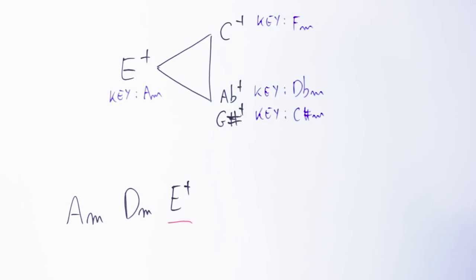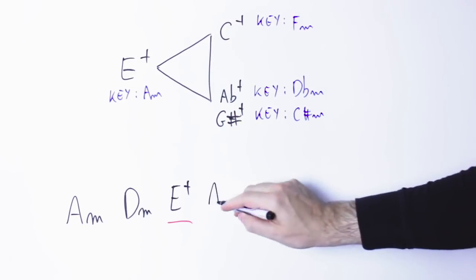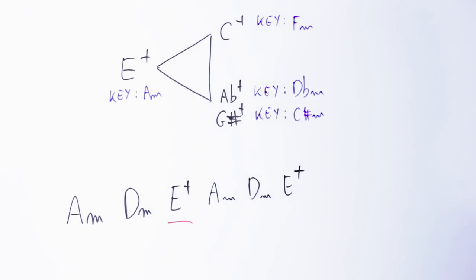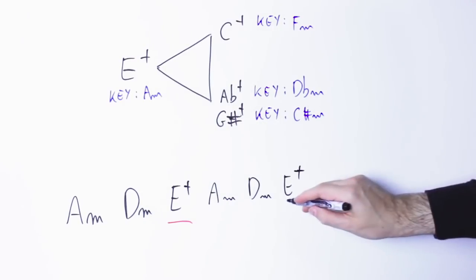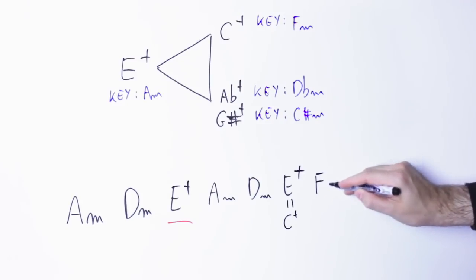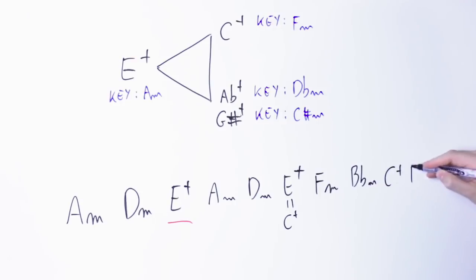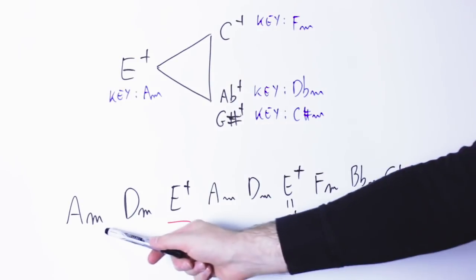passing through this chord. So for instance, let me play A minor, D minor, E augmented twice, and after the second time, I'm moving to F minor, B flat minor, C augmented, F minor again. So I'm modulating from A minor to F minor.